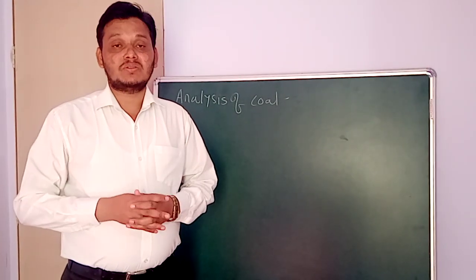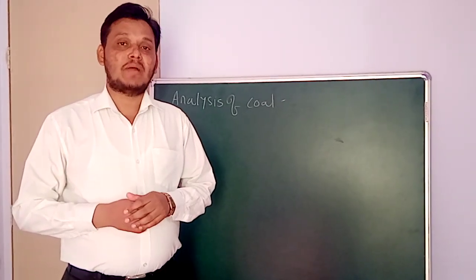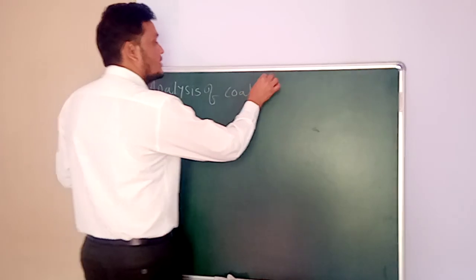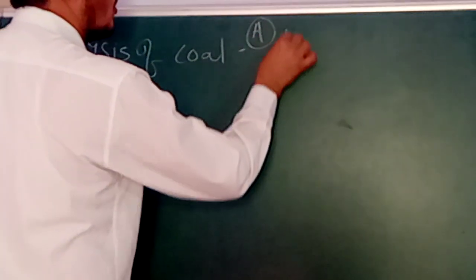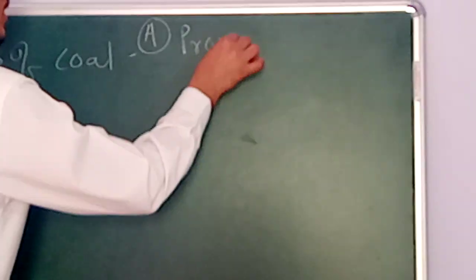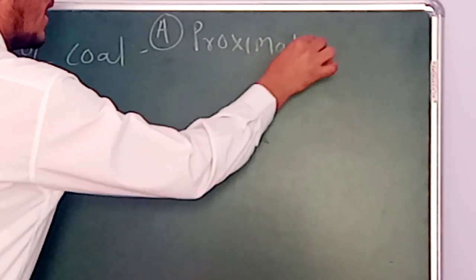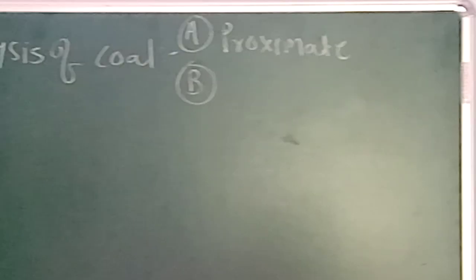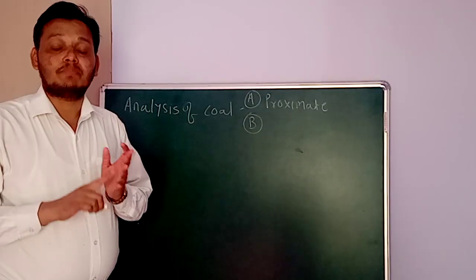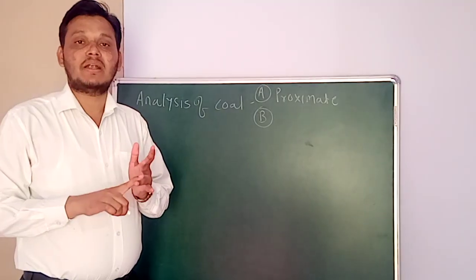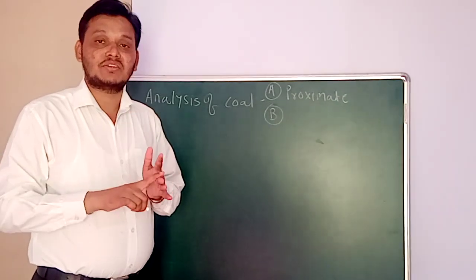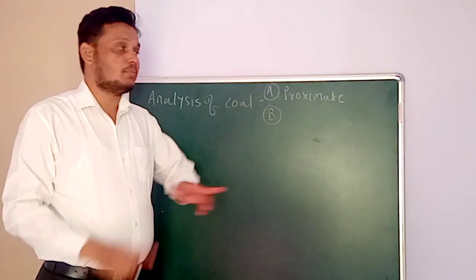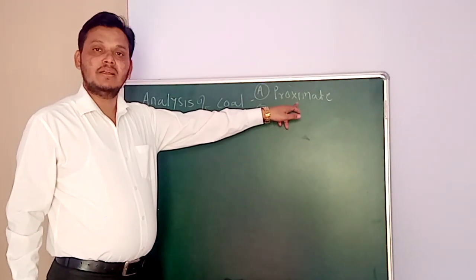Now, in analysis of coal, there are two different types of analysis. Number one is proximate analysis. In proximate analysis, we can determine the percentage of moisture, percentage of volatile matter, percentage of ash, and percentage of fixed carbon.